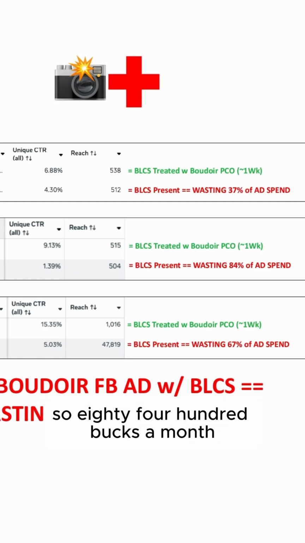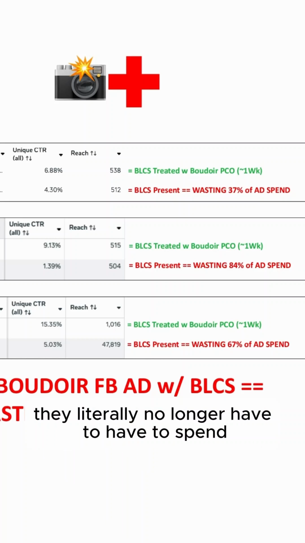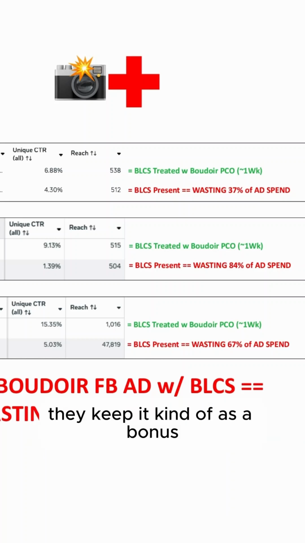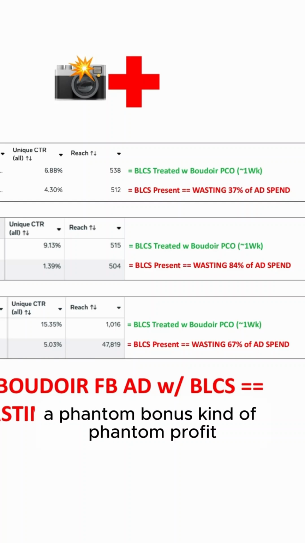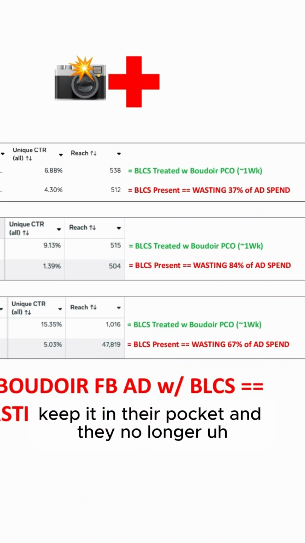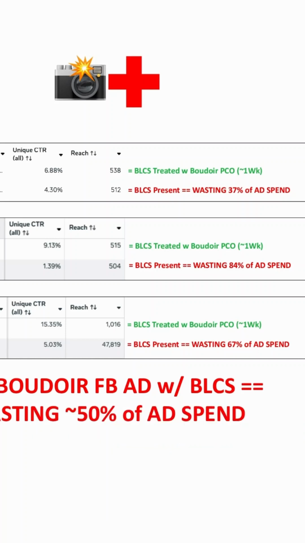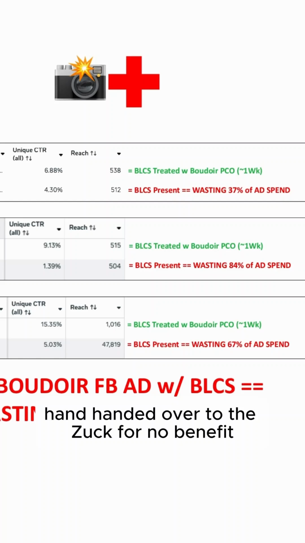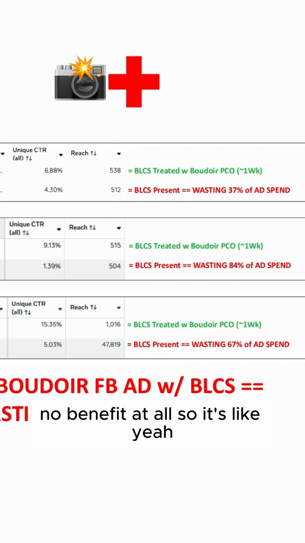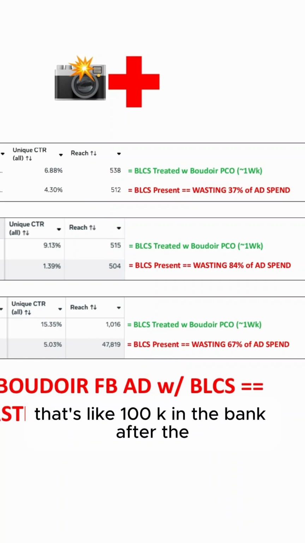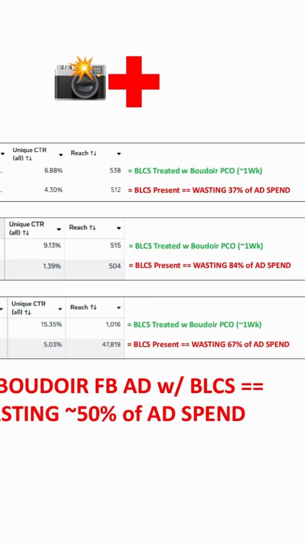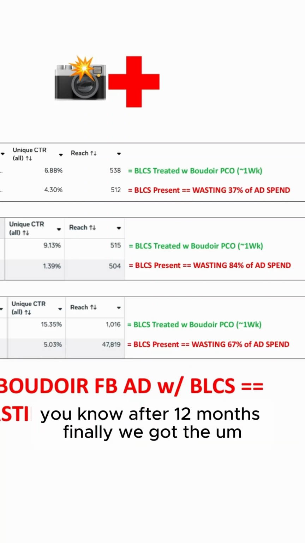So $8,400 a month, they literally no longer have to spend. They keep it as a bonus, a phantom profit. Keep it in their pocket, and they no longer hand it over to the Zuck for no benefit at all. So it's like 8,400 a month. That's like 100K in the bank after 12 months.